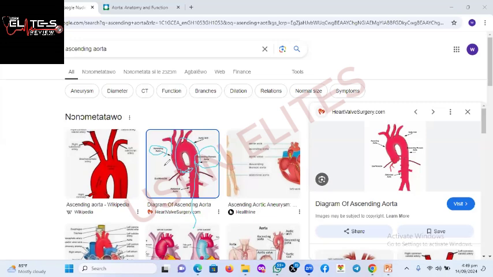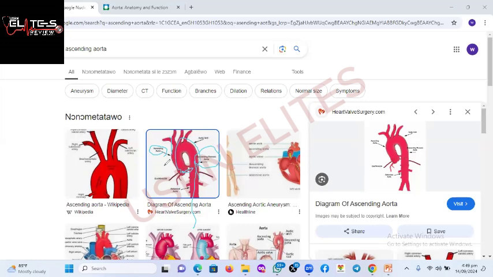That is +2, which is normal. Now, if there is an alteration in the strength of the pulse, you have either +1 or +0. +1 means that there is a reduction in the strength of the pulse, meaning that there is a decrease in blood supply to that affected area.